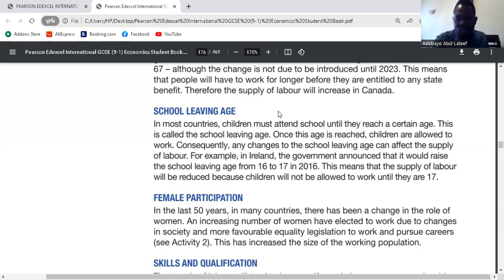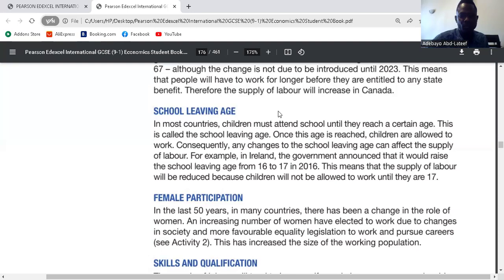In Ireland, the government announced that it would raise the school leaving age from 16 to 17 in 2016. This means the supply of labor will reduce because children will not be allowed to work until then. So if the leaving age reduces, supply of labor would increase. If the leaving age rises, supply of labor would fall.